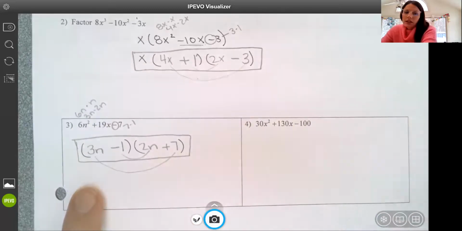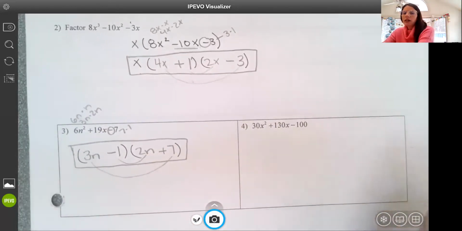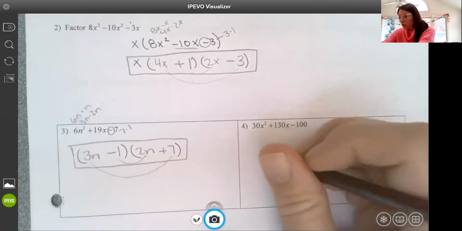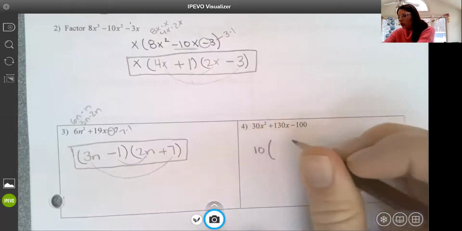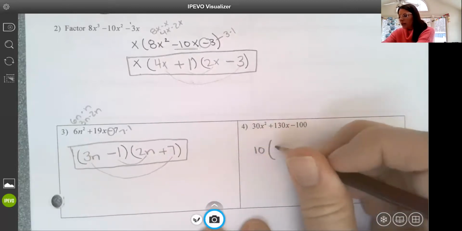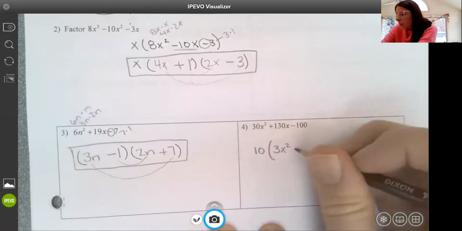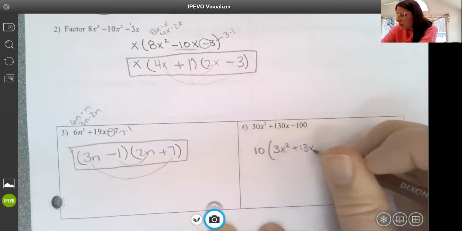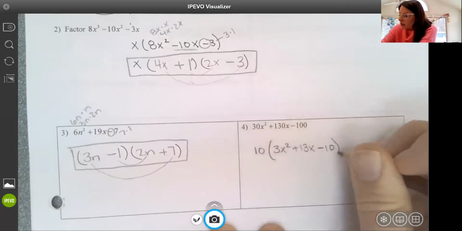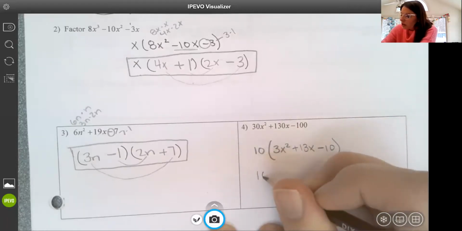Then I look at my next example, and before I start this, I notice I can divide them all by 10. So I'm going to divide all of my terms by 10, factor a 10 out, leaving me with 3x squared plus 13x minus 10. Now this is going to be a lot easier to factor too.